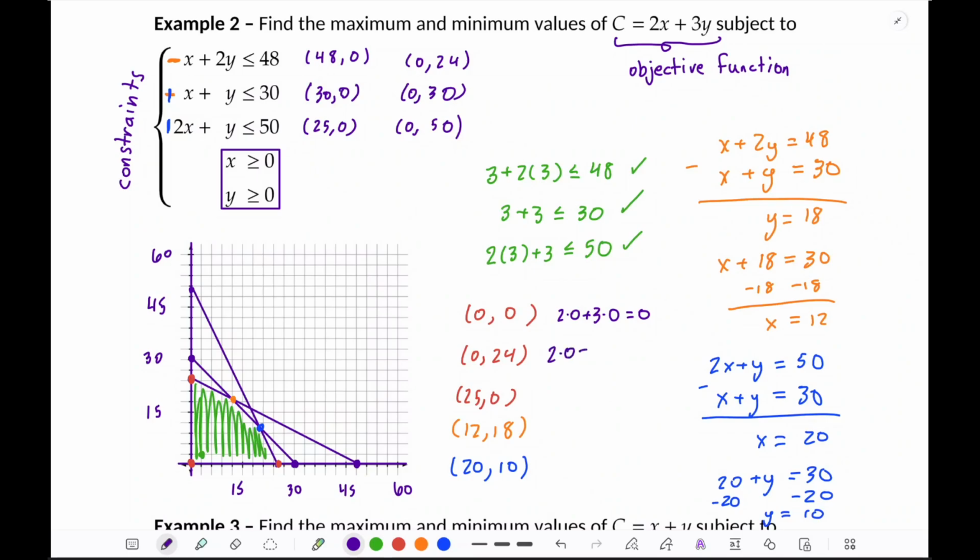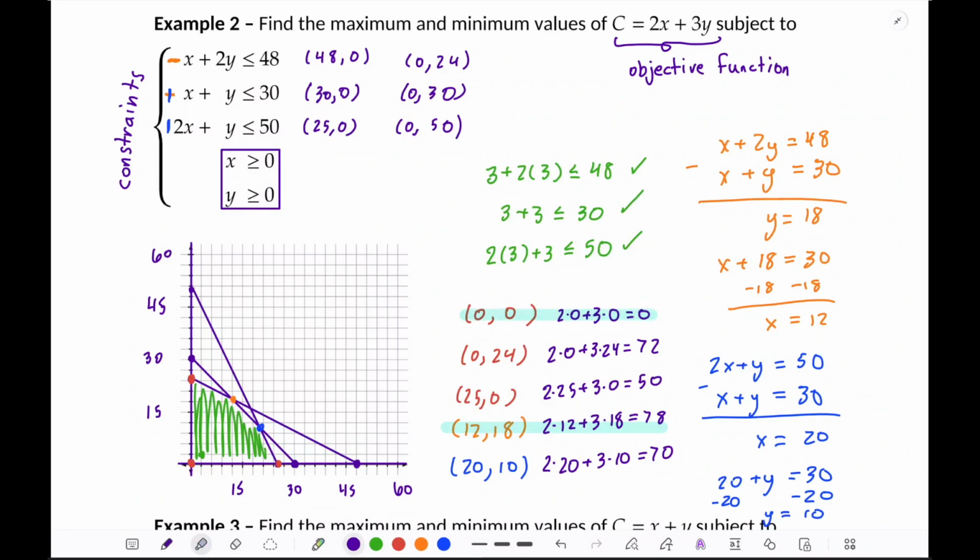Then we get 2 times 0 plus 3 times 24, which is 72. Then we get 2 times 25 plus 3 times 0, which is 50. 2 times 12 plus 3 times 18. What does that come out to be? $78. And then 2 times 20 plus 3 times 10, which is 70. So our maximum is there, and our minimum is there.